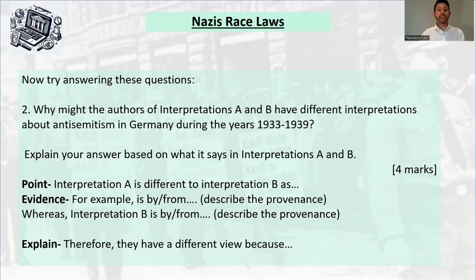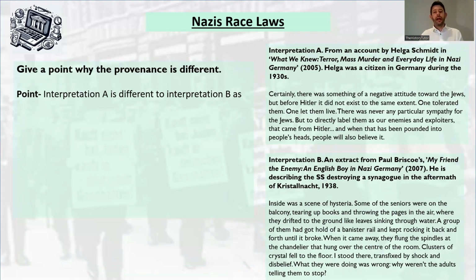Okay, so let's give this a go. Have a look at the 2 texts in bold and then give a reason why you think interpretation A is different to B. Who's written them? What's the name of their book? When are they writing? Are any of those things going to help you? Okay, pause and have a go.